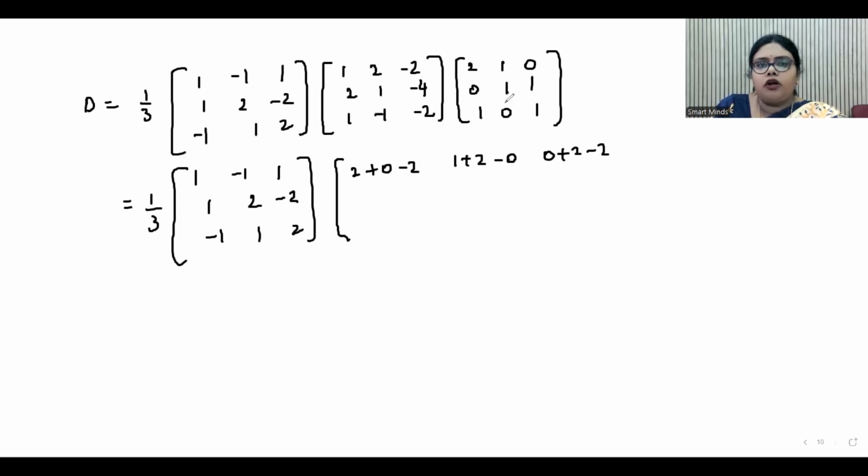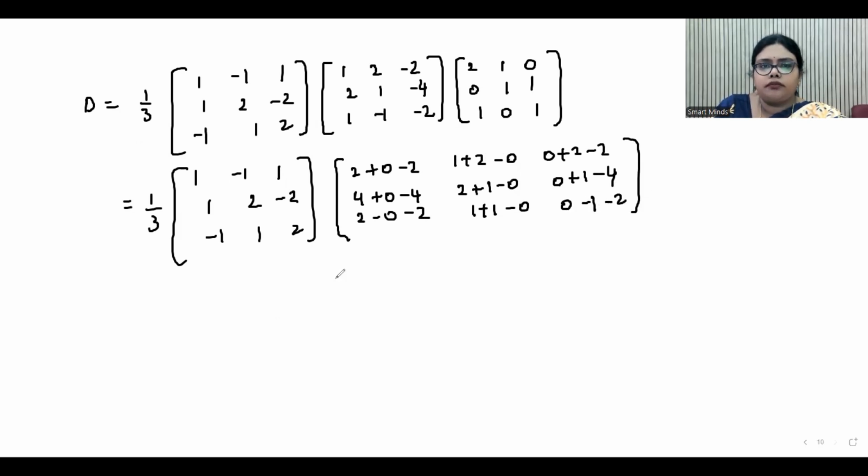Now second row with all the three columns. 4 plus 0 minus 4. 2 plus 1 minus 0. 0 plus 1 minus 4. Now 2 minus 0 minus 2. 1 plus 1 minus 0. 0 minus 1 minus 2. So that is 1 by 3 into [1, -1, 1; 1, 2, -2; -1, 1, 2].